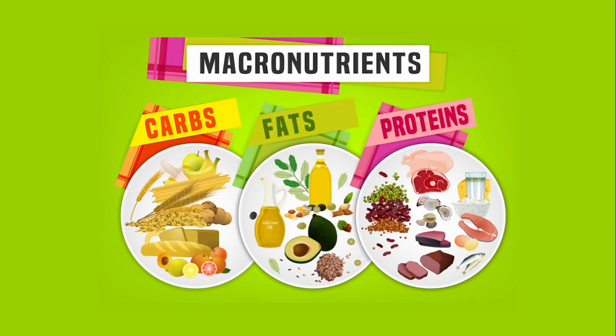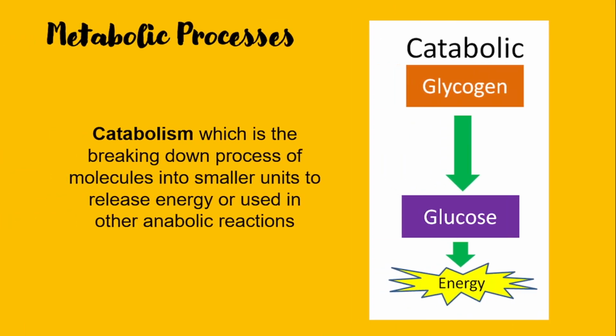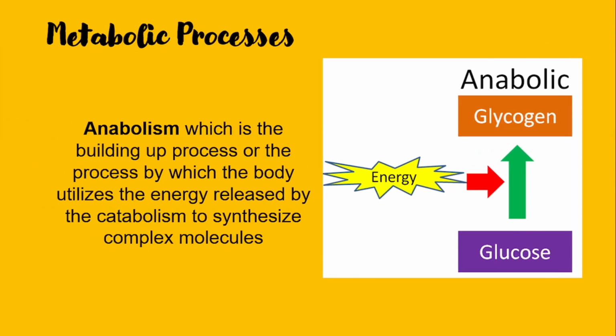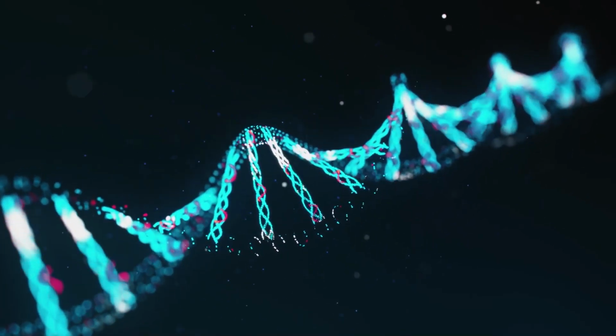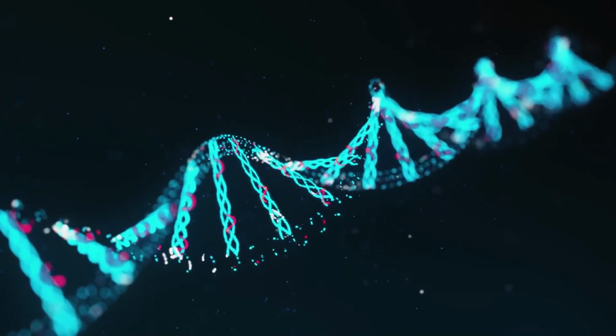Metabolic processes are classified into two: the catabolism, which is the breaking down process of molecules into smaller units to release energy or used in other anabolic reactions, and the anabolism, which is the building up process, or the process by which the body utilizes the energy released by the catabolism to synthesize complex molecules. These metabolic processes are found in various organs such as in the stomach and lungs.